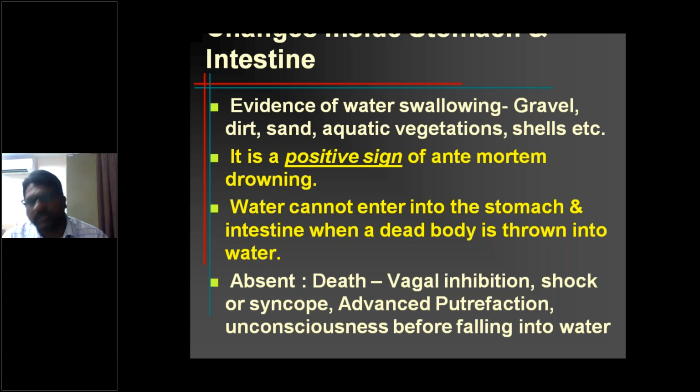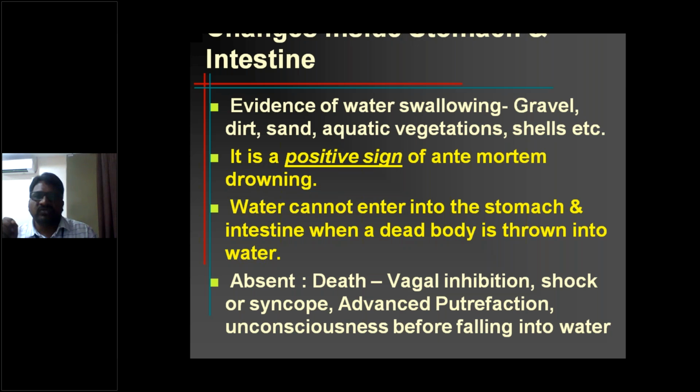Automatically, during drowning the person aspirates water as well as ingests it. Along with the ingestion of the water, the gravel, sand, whatever is present in the pond or in the water, that means river, will enter into the stomach. So if you open the intestine or stomach, you can see this.